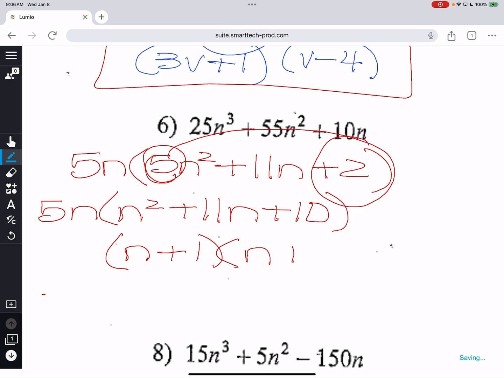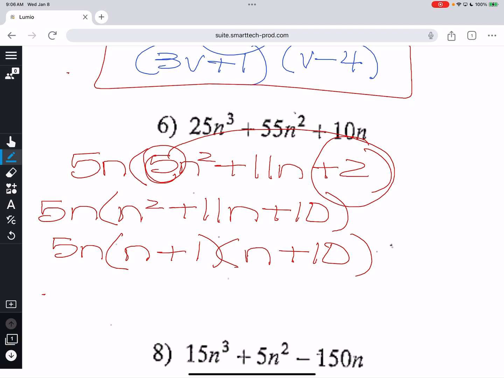N plus 1, n plus 10. And I'm going to still bring the 5n down. All right. Good to that point. Dr. Brown, sir, could we flip-flop it, put the 10 first and the 1 last? Is that what you're saying? Yes, ma'am. Sure. It won't matter because it's binomials, which means multiplication, so they can be in either order.